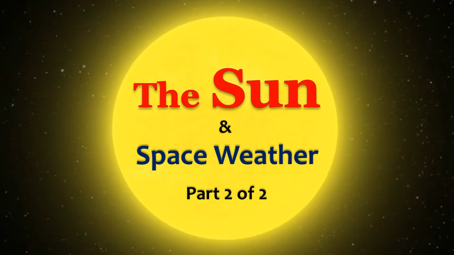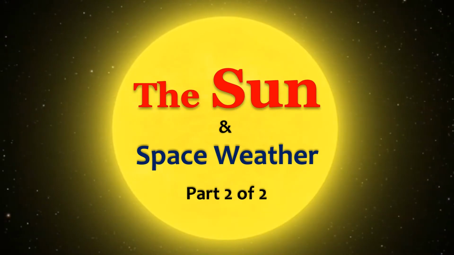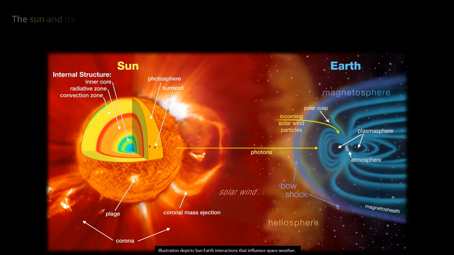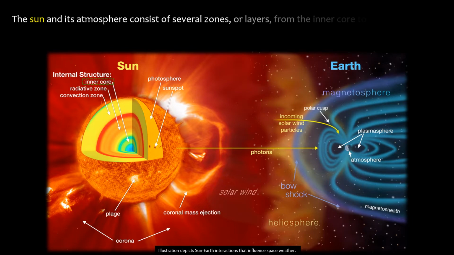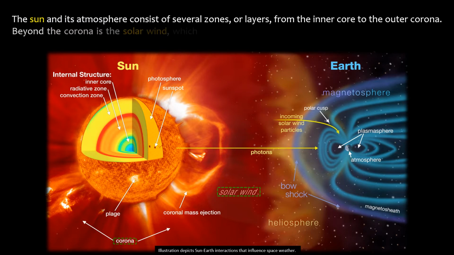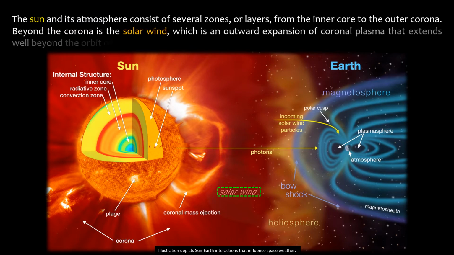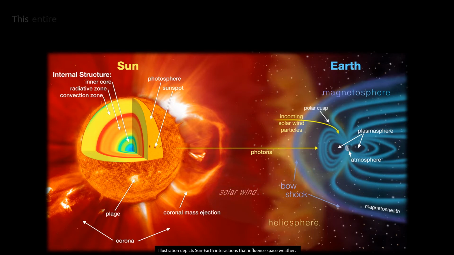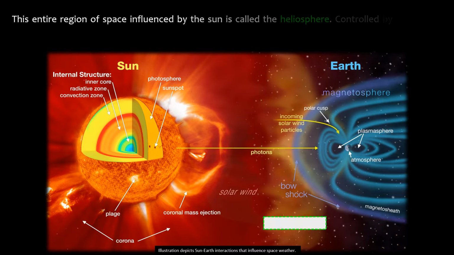The Sun and Space Weather, Part 2 of 2. The Sun and its atmosphere consist of several zones, or layers, from the inner core to the outer corona. Beyond the corona is the solar wind, which is an outward expansion of coronal plasma that extends well beyond the orbit of Pluto. This entire region of space influenced by the Sun is called the heliosphere.